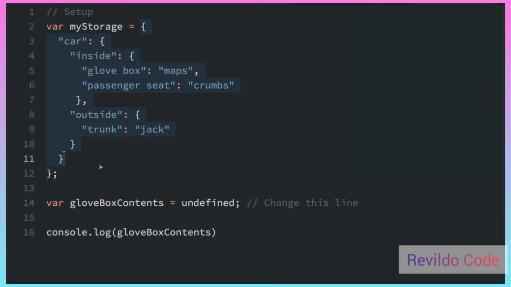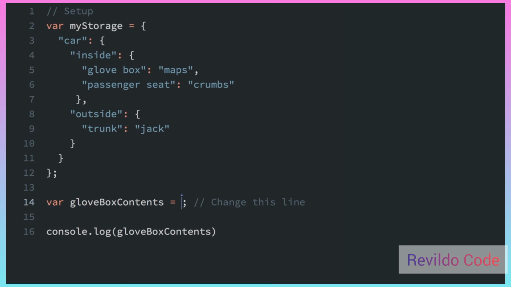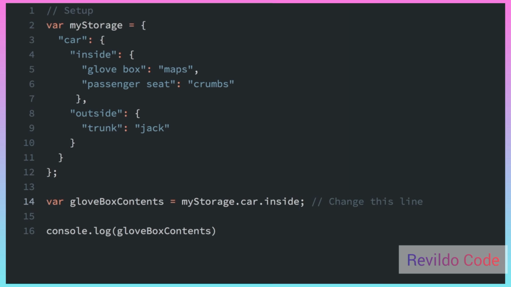Here we have an object with other objects nested inside that. So in order to access subproperties of an object, you can chain together the dot or bracket notation. So I'm trying to get the glove box contents. So I'm going to take away this undefined here, and I'll do my storage dot car dot inside. And then now the next thing is we did car inside. The last thing is glove box.